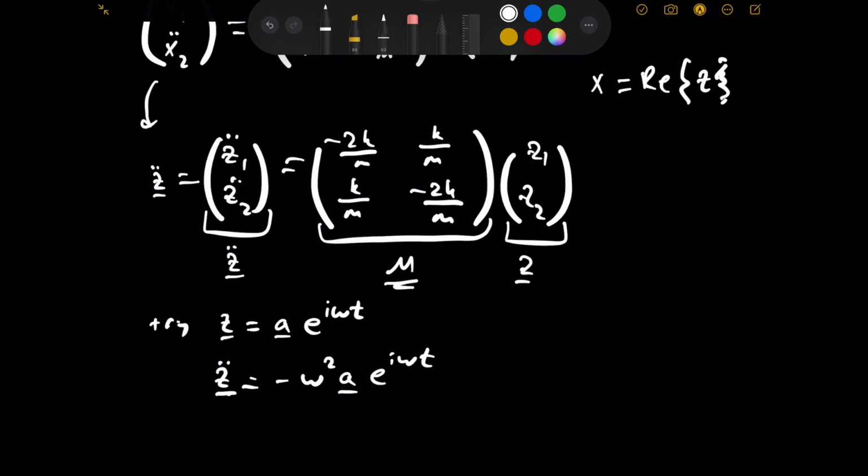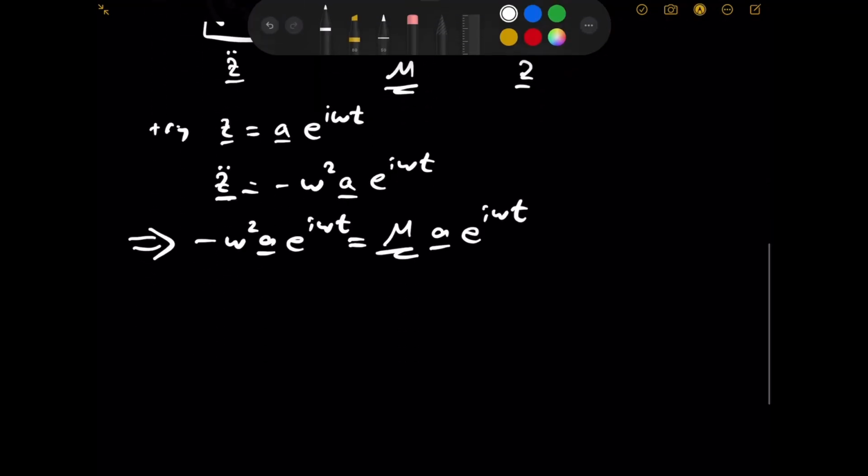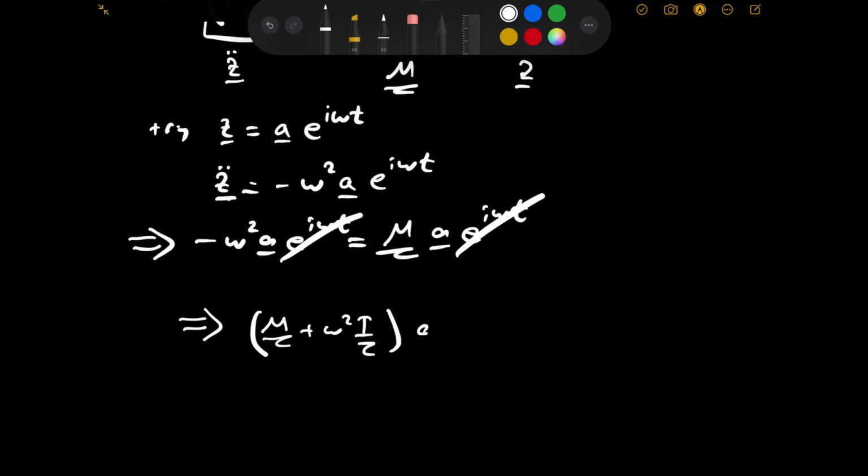So if I now substitute this, we will have minus omega squared a e to the power of i omega t equaling the matrix M times z, which is this guy. Of course, we can simplify by e to the power of i omega t. The time dependence cancels out, since e to the power of i omega t is non-zero. And then we have M plus omega squared, the identity matrix, then a equaling 0.